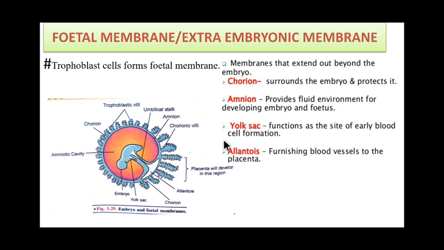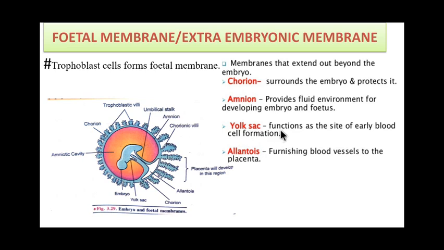Now next is amnion, which provides a fluid environment for the developing embryo and fetus. Here is the embryo on the inner side. It is the inner membrane which surrounds the embryo, and between this amnion and the embryo is the amniotic cavity, which contains amniotic fluid. This fluid prevents the embryo from any shock. It also prevents desiccation of the embryo, and it also permits fetal movement.